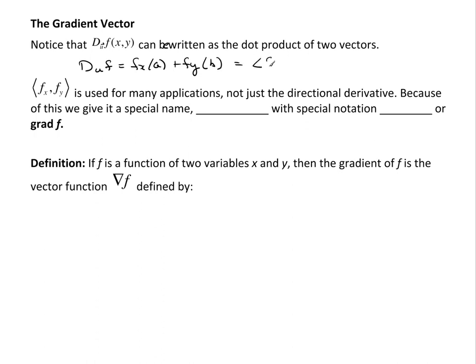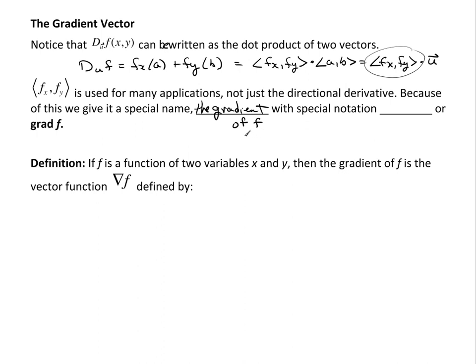And I can write that as simply the dot product of the partials with vector u, which is ab. So, of course, rewrite that again. It's the partial of x, partial of y, dot u, where u is that unit vector in the direction that we want to go. Now, this guy right here is used for a lot of applications, not just in the directional derivative. Because of this, we give it that special name, and it is called the gradient of f.